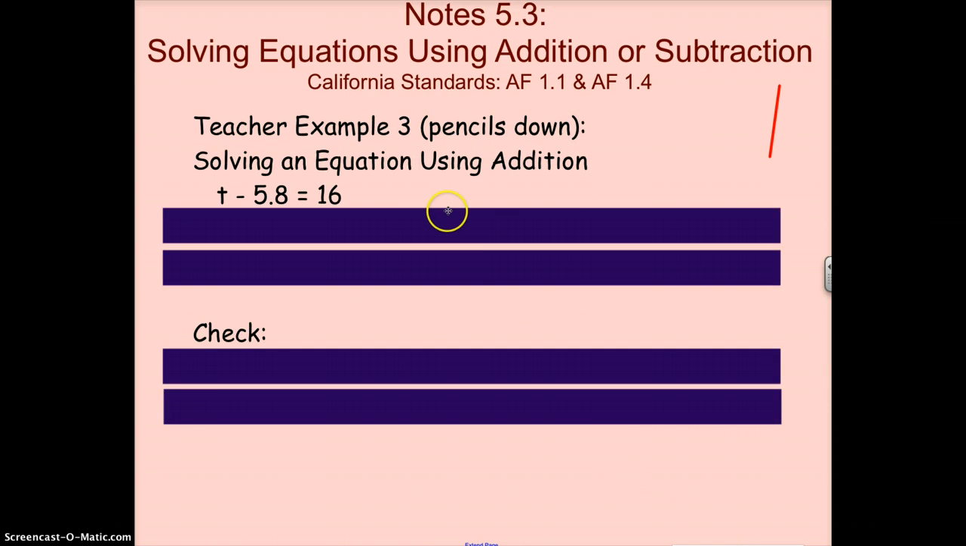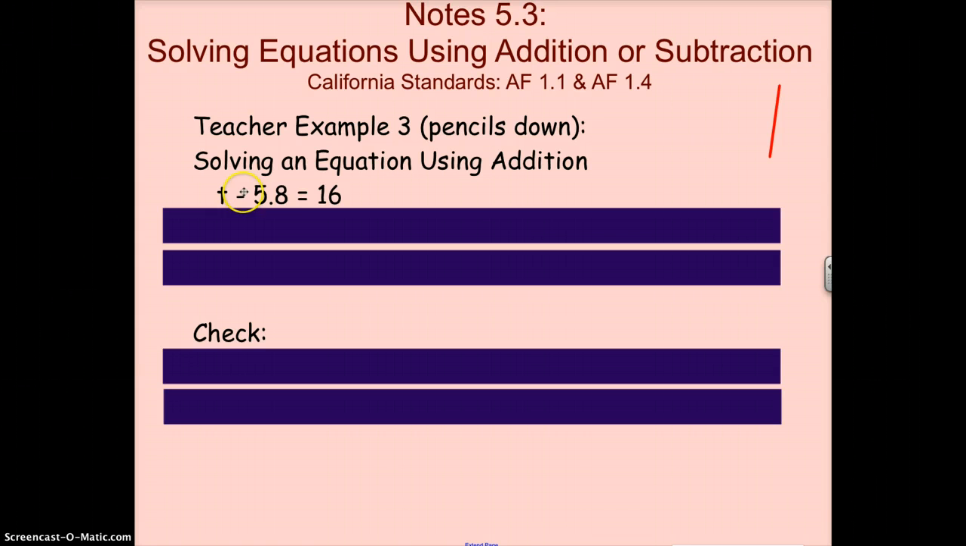Okay, let's take a look at teacher example 3. Solving an equation using addition. So now we're doing the opposite. Before we had addition, we had to turn into subtraction. Now we have a subtraction that we want to turn into addition. So I add whatever's with the t.